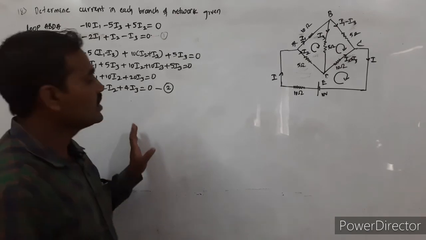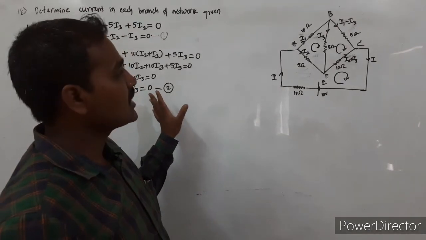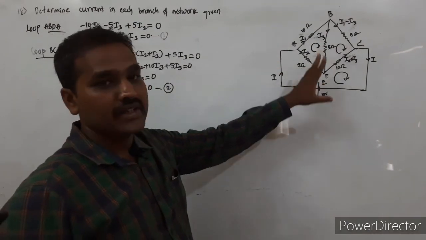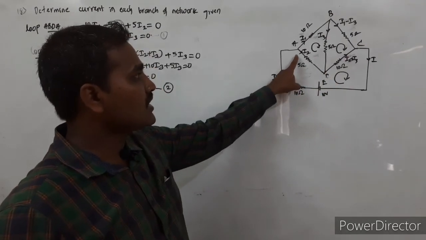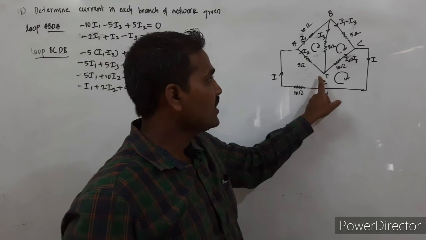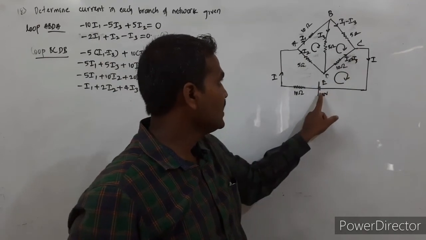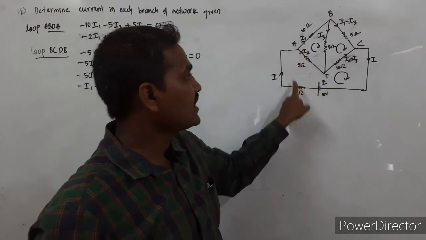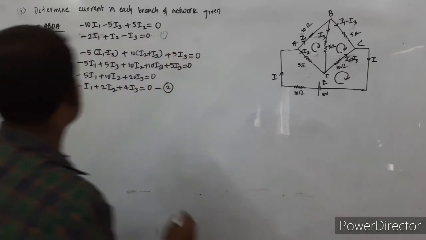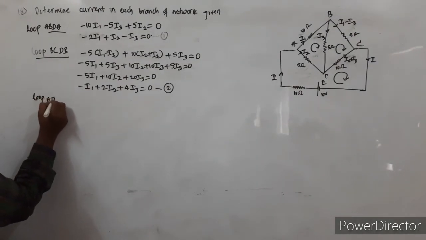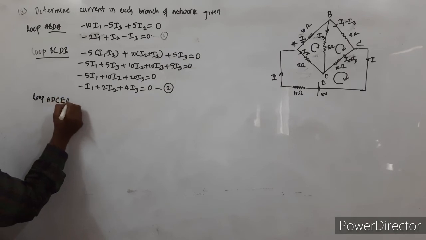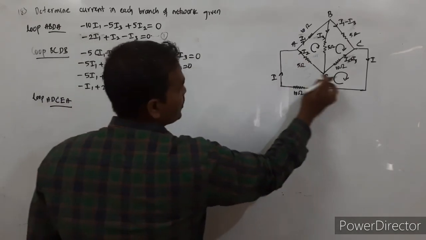Okay. Now we need one more equation because there are three unknowns here, I1, I2 and I3. We need one more equation. For that we shall consider the loop A to D, D to C, C to E and E again to A. I am considering the lower loop here. So I write it as consider loop A, D, C, E, A. This lower loop we shall consider.